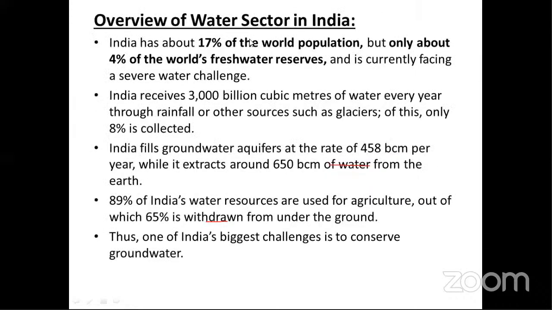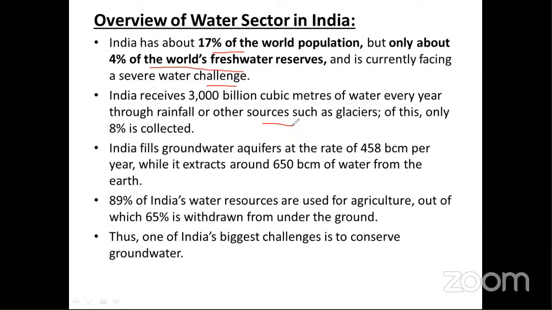Let's first understand the water sector problems in India. India has about 17% of the world's population, but only about 4% of the world's fresh water reserves, and is currently facing a severe water challenge. This is the present situation in our country. India receives 300 billion cubic meters of water every year through rainfall or other sources such as glaciers. The entire Himalayan river system depends on water from the melting of glaciers. That's why Himalayan rivers are called perennial rivers, where a source of water is available throughout the year.